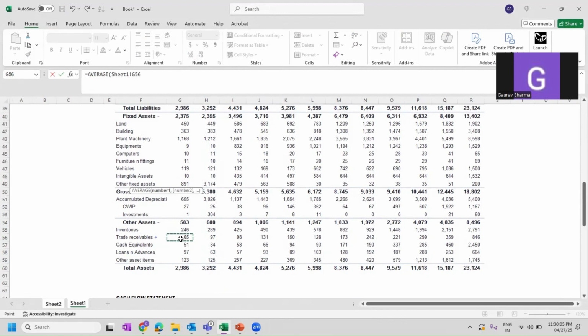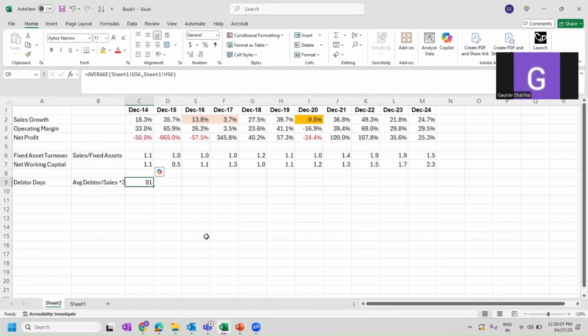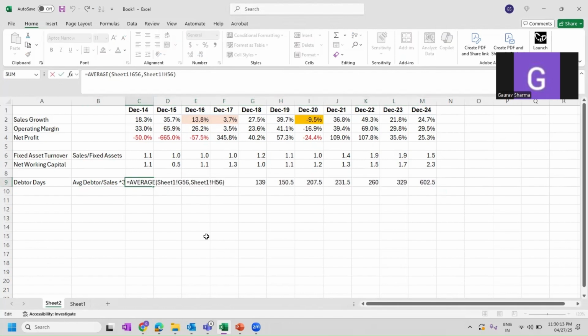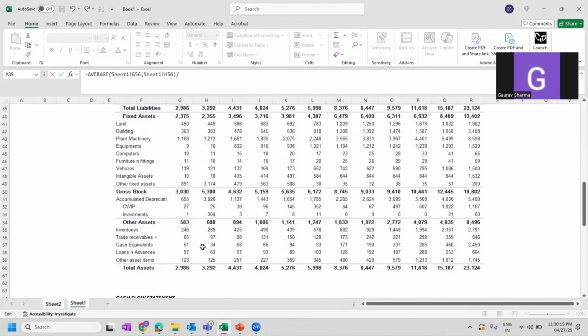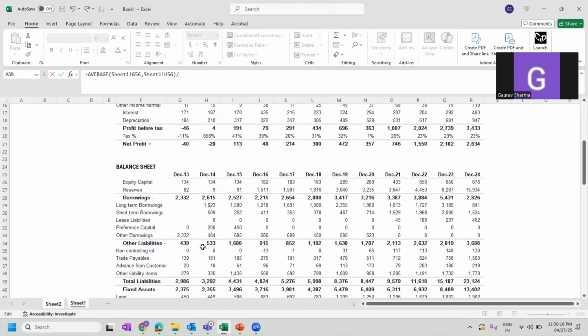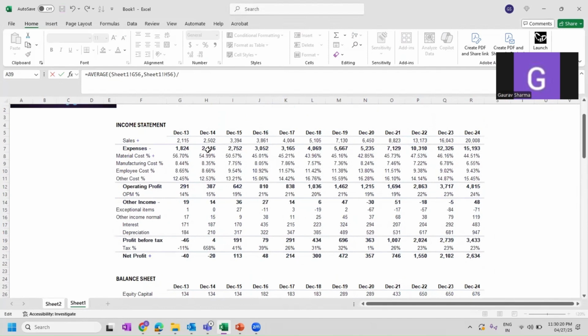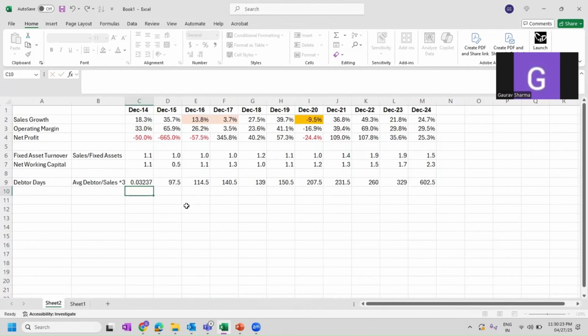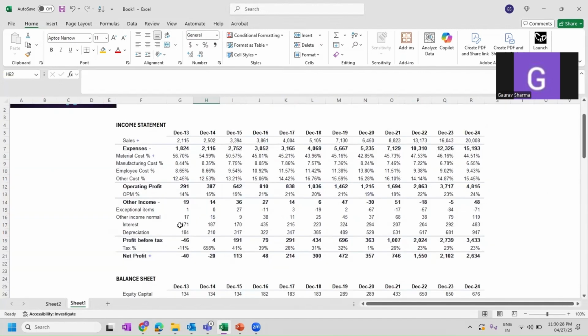Okay, and then we copy it all the way to the right. We then divide this by sales of my current year, for which I am calculating the ratio, right? I'm calculating the ratio for 2014. Now, why divide by sales? Simply because of how your debtor is getting generated. How did the debtor come into existence in the first place? You made a sale to someone, you issued an invoice.